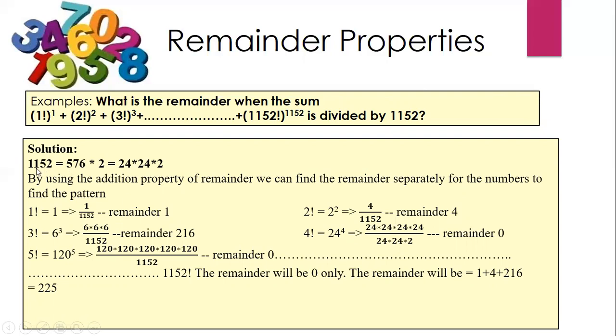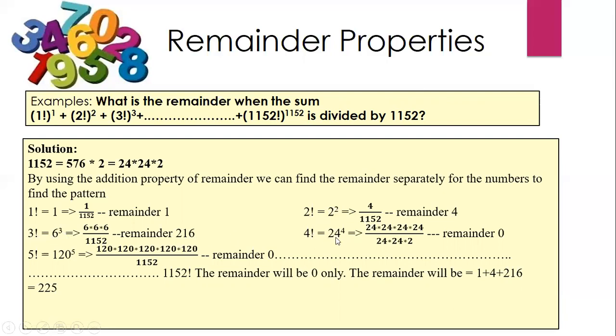I have prime factorized this 1152 as 24 into 24 into 2. It will be easy for us to decide when they will be exactly divisible or not. 2 factorial is 2. So 2 square is 4. 4 when divided by 1152, the remainder is 4. 3 factorial is 6. 6 cube is 216. 216 when divided by 1152, the remainder is 216.